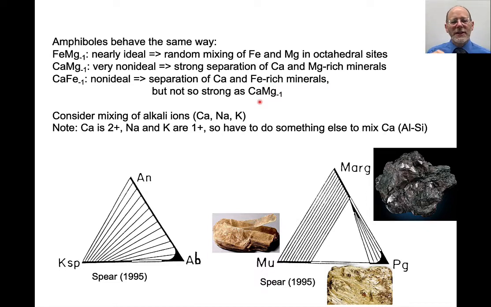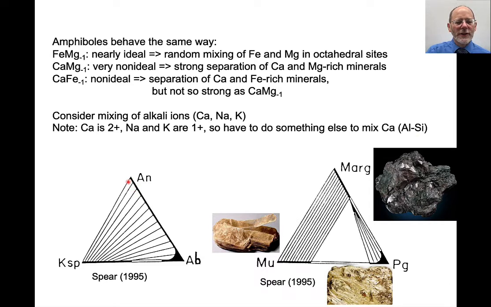Okay, let's look at a different set of exchanges. These are the alkali ions, calcium, sodium, and potassium. These are important for micas and zeolites and feldspars and several other minerals. Now, calcium is a divalent cation. Sodium and potassium are monovalent. So you have to do something else to balance charges to mix calcium with sodium and potassium. And the answer is that you mix in aluminum and silicon. So calcium plus aluminum substitute for sodium silicon or potassium silicon.